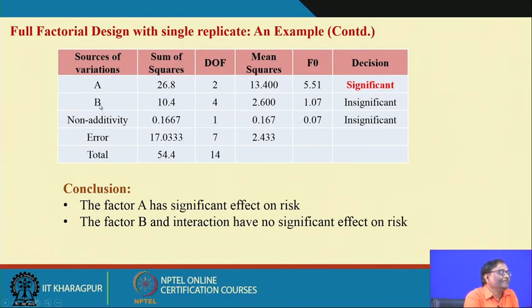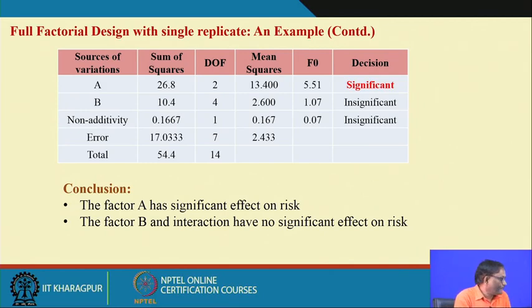Similarly, if you compute B's effect, the F0 value is 1.07, which is much less than the theoretical one, but the A effect is significant, because this 5.51 is more than F(2,7) at 0.05. So, A effect is significant, interaction effect is not there, and B effect is not significant. So, what we can conclude here is that factor A has a significant effect on risk.